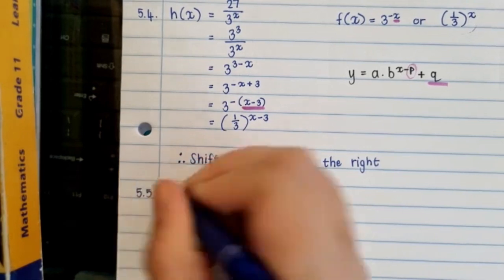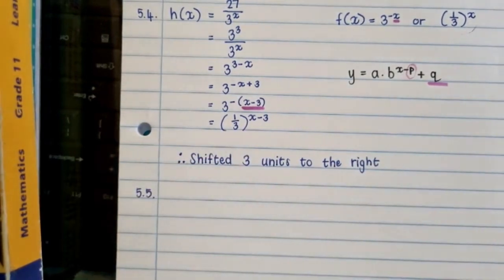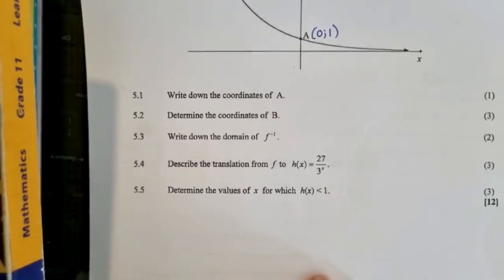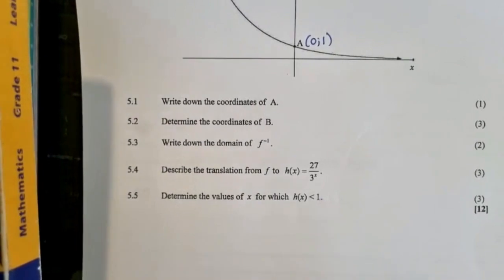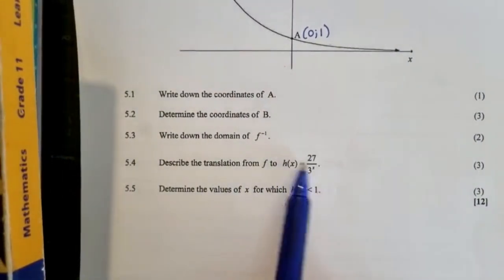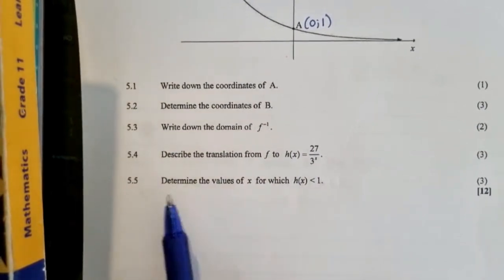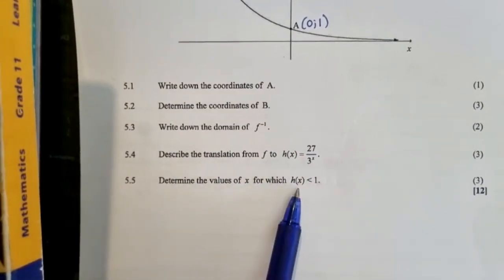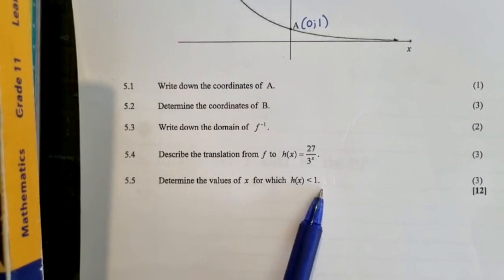5.5. Now this is another tough one, all right? And there are multiple ways in which you could do the last one. And the last one is a bit of a problem-solving question. You might have seen similar ones in the past. So now they're saying, remember h is this graph. Determine the values of x for which h is smaller than 1.